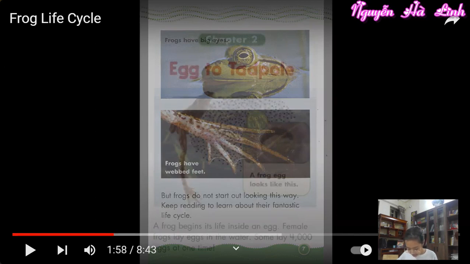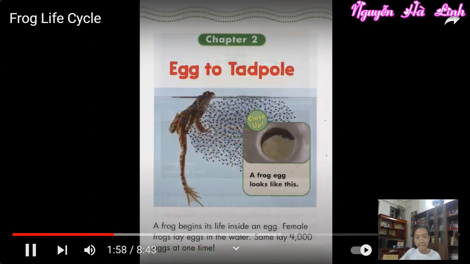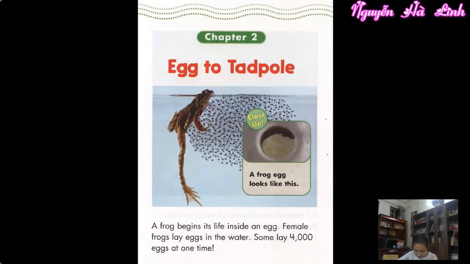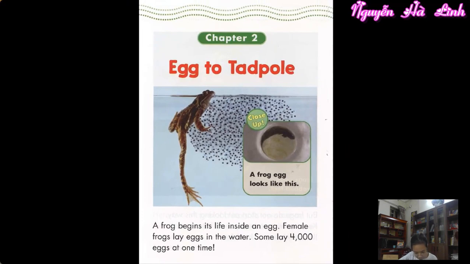Fantastic life cycle. Chapter 2, Egg to Tadpole. This is a close-up picture of what a tadpole looks like inside its egg. There by the mother frog are probably thousands of little eggs that would grow into a tadpole, into a frog later. A frog begins its life inside an egg. Female frogs lay eggs in the water. Some lay 4,000 eggs at one time.